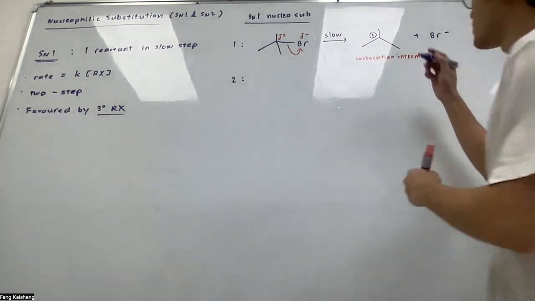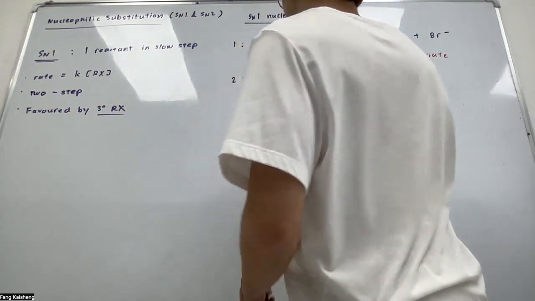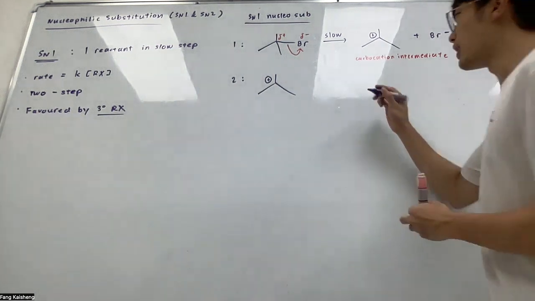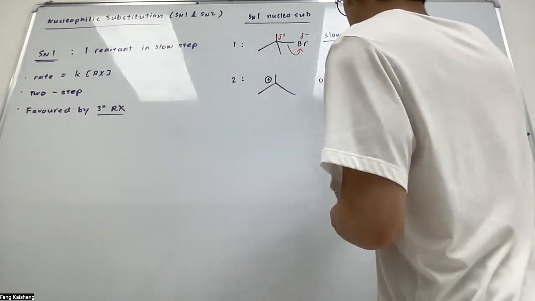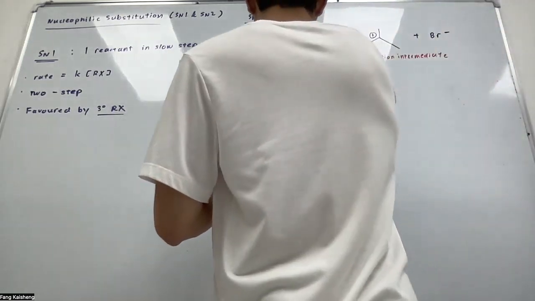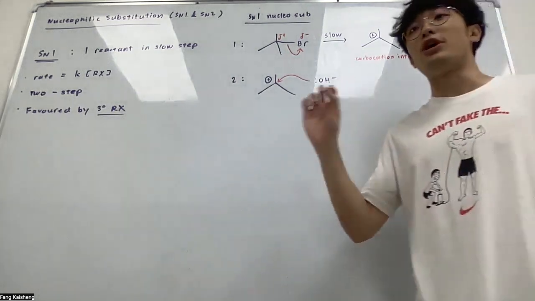Okay, then of course the second step is very simple. Right now we have a carbon with a plus charge. What will attack this carbon? A nucleophile. Okay, we're just going to use OH minus, same as before. Please show your lone pair, and I want you guys to attack the carbon like that. Not the positive charge.